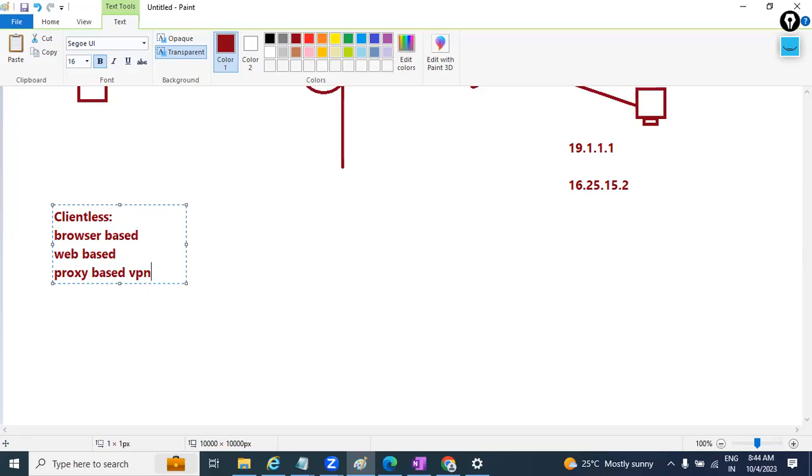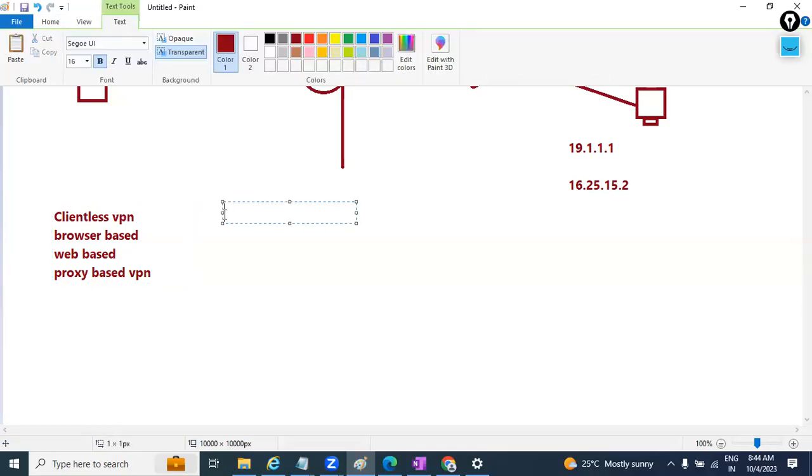Okay, and this is the category of what? This is the category of your remote VPN. So this is also another client. This is the client. So four names we have: clientless, browser-based, web-based, and proxy-based VPN.